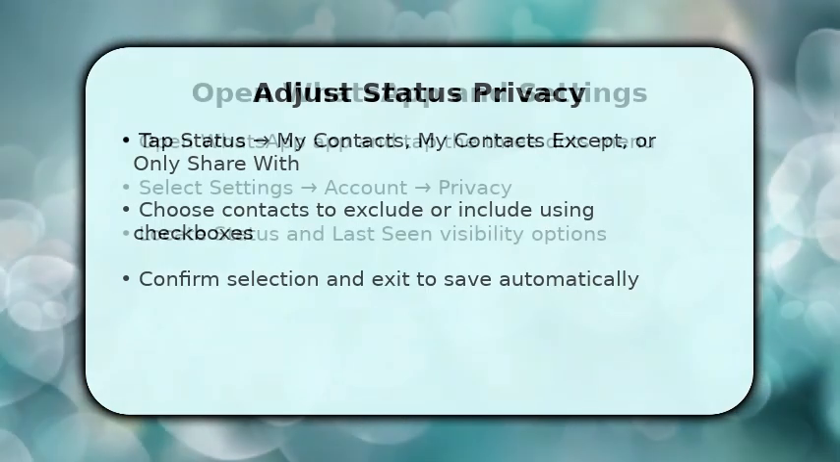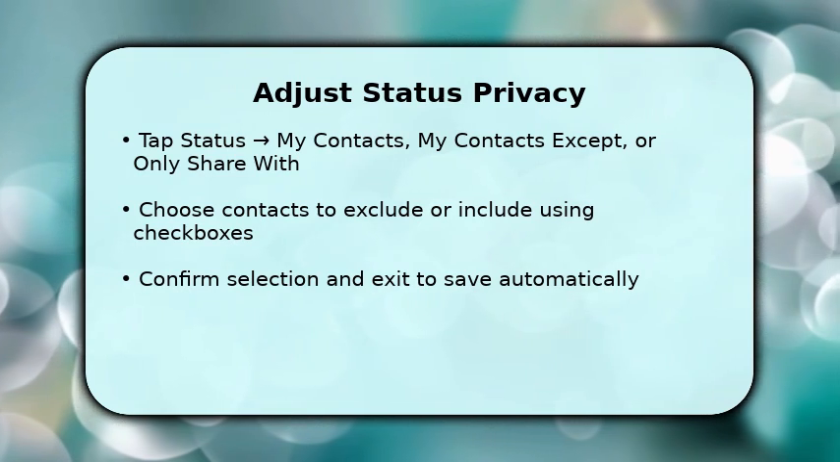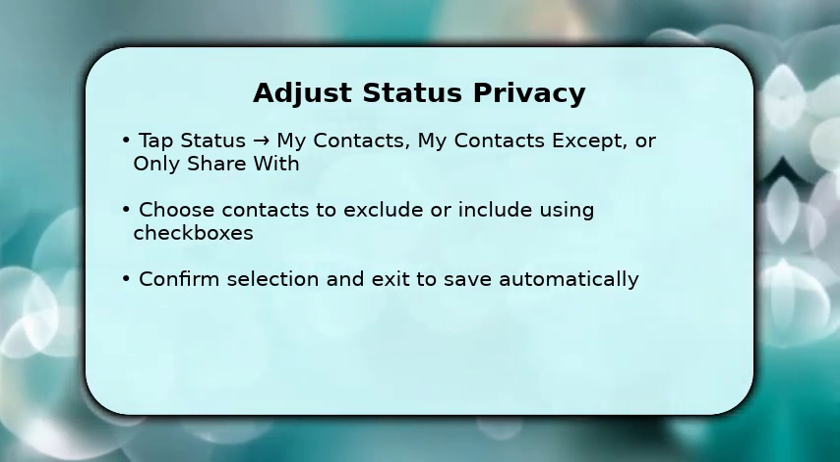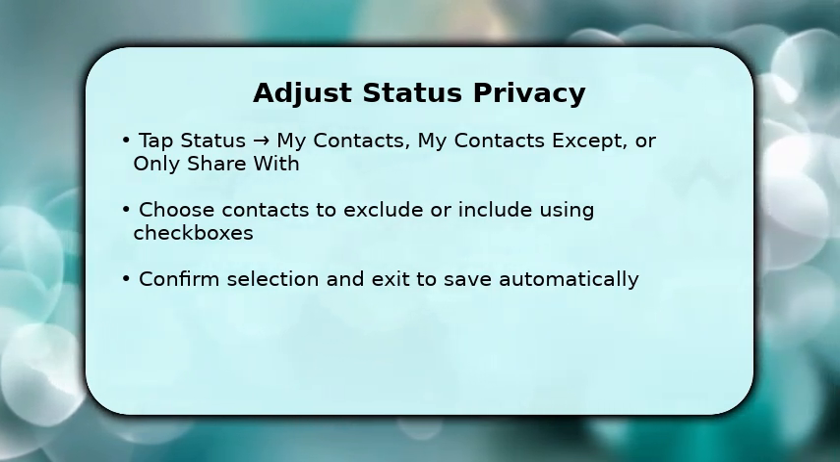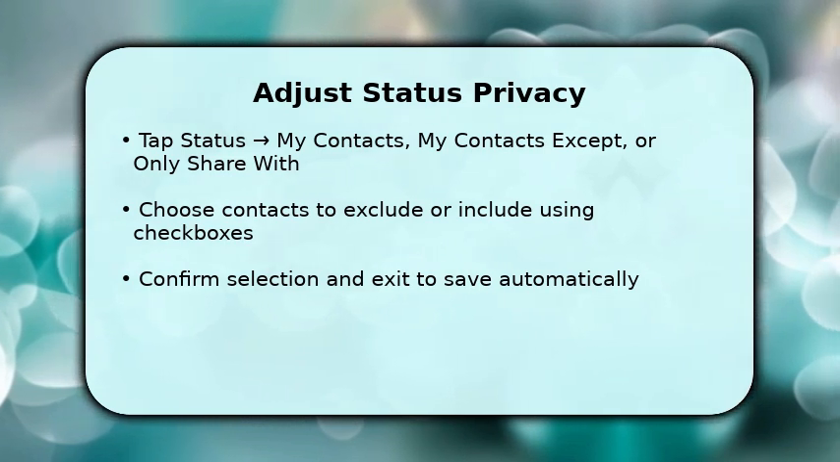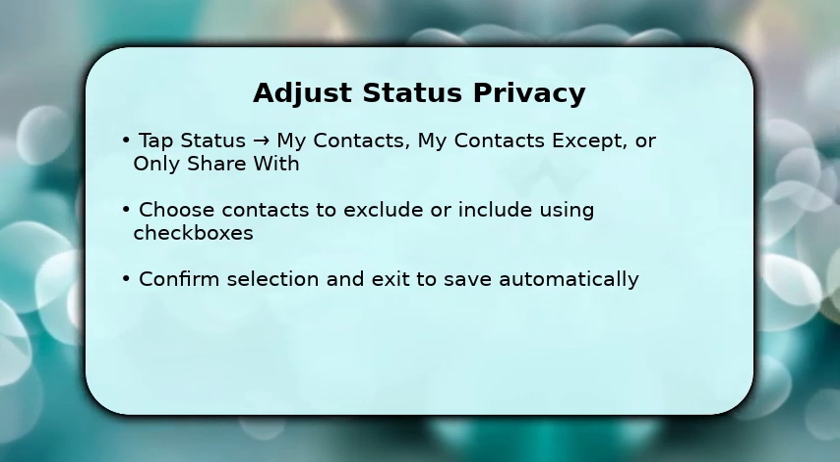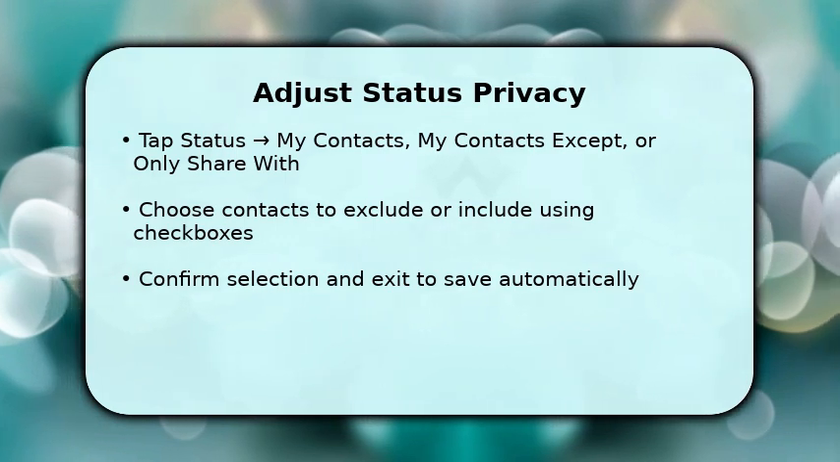Now tap Status within Privacy and choose between My Contacts Except, or Only Share With. Those determine who sees your status and who can detect views. Once you pick My Contacts Except, tap Names to exclude people. This hides your view for them. If you pick Only Share With, select just the people allowed to see your status. Make sure to confirm by tapping Done or the check icon so changes persist. Once done, WhatsApp applies the new visibility.